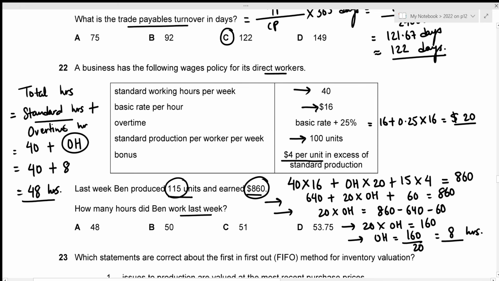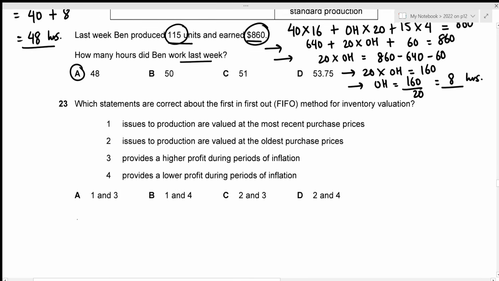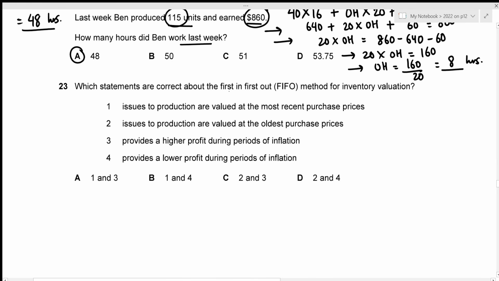This is the answer that we're looking for, which is given in option A. This concludes question number 22. Now we can move towards question number 23. Which statements are correct about the first in, first out method of inventory valuation?